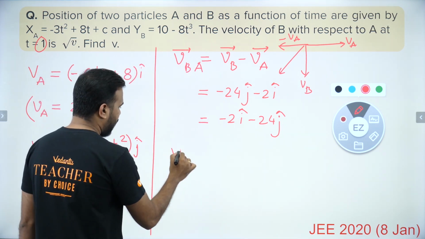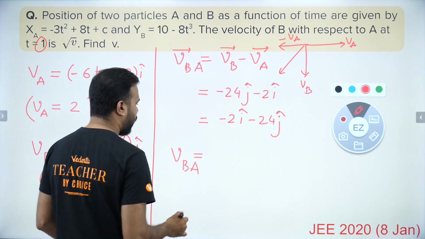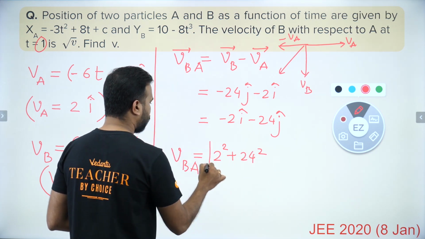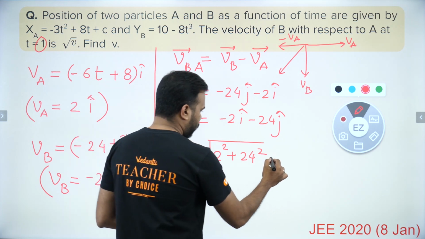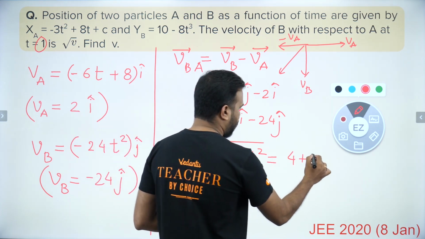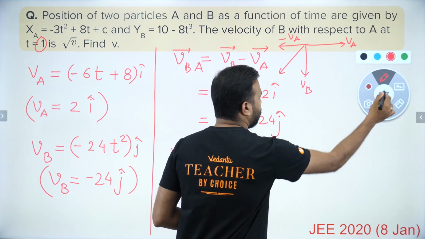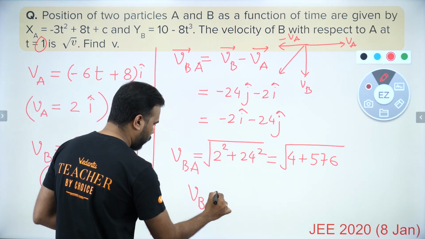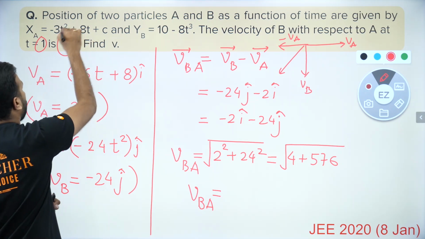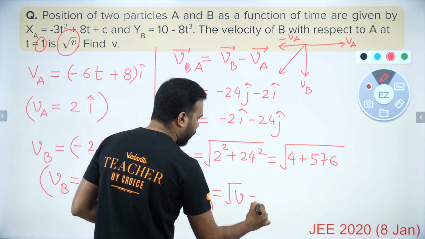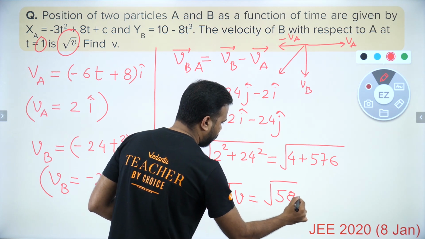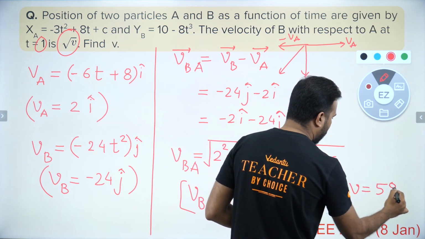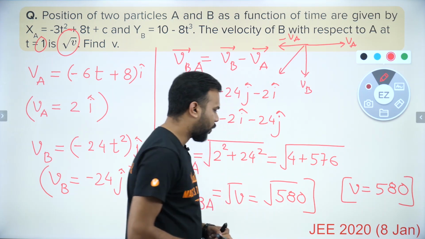So the magnitude of VBA was asked in the question, which is going to be under root of 2 square plus 24 square. So this is 4, square of 24 is 576. So what do we get? We get VBA, which is supposed to be root V, as under root of 580. So what do we get the value of V as? The numerical value is 580, and that's the answer to this question.